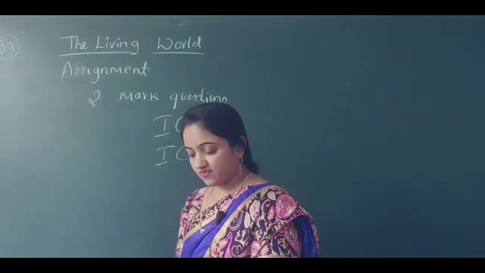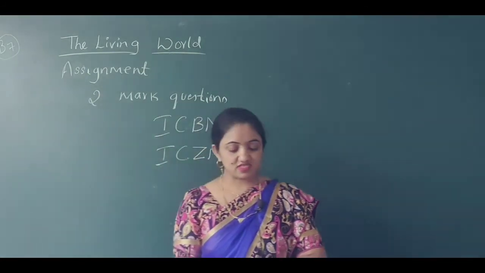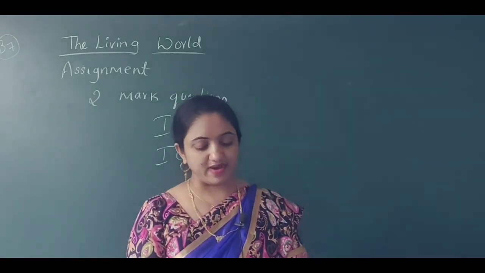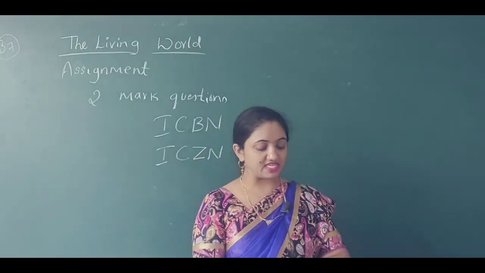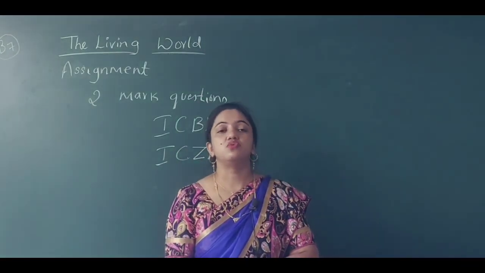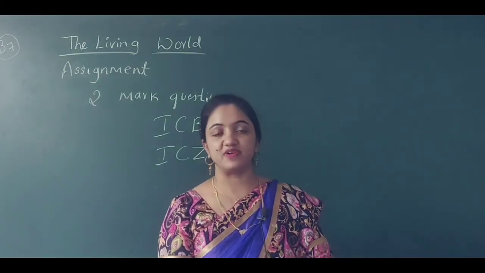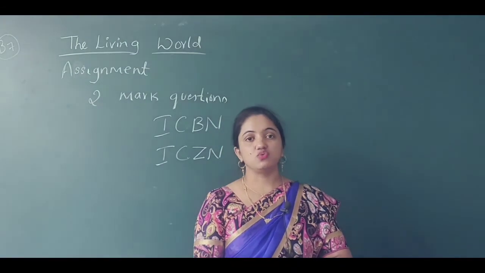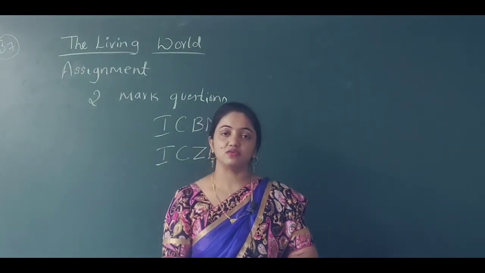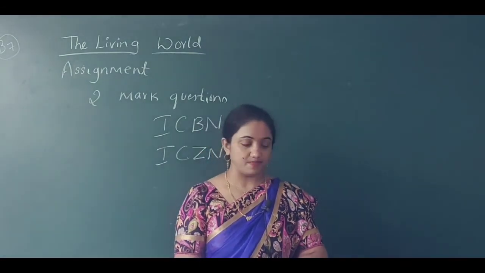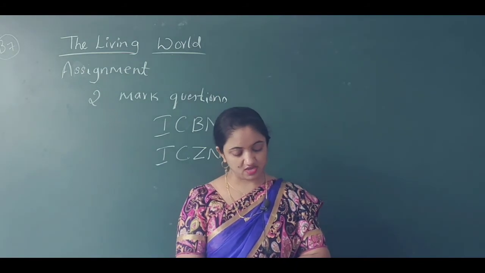Write the next question. Write the universal rules of binomial nomenclature. There are 4 rules, my dear students. Each rule gets half a mark. Okay.